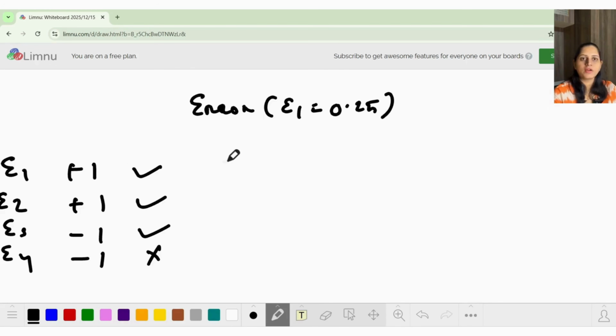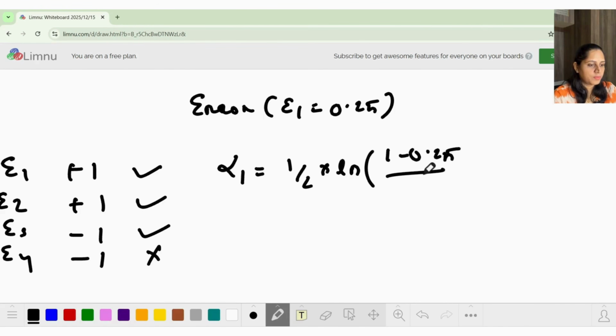Now we will calculate our alpha part. It's going to be half of ln, the natural logarithm, of (1 minus 0.25) divided by 0.25.